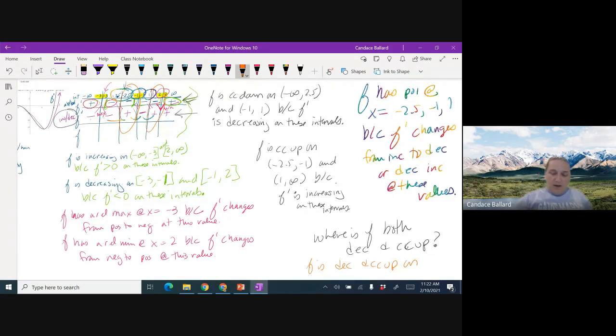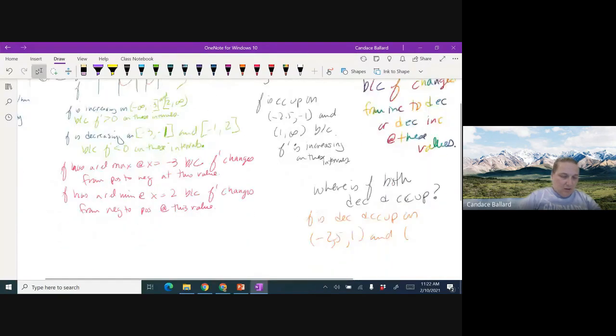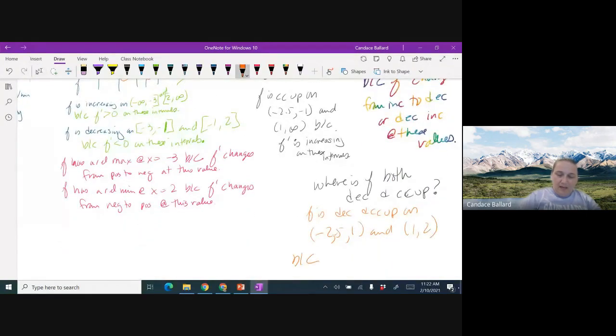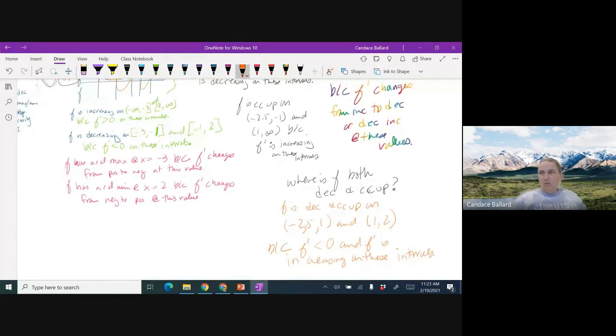All right, f is decreasing and concave up on, and then we want to list -2.5 to 1 and 1 to 2, because f prime, decreasing would be less than 0, and f prime is increasing on these intervals. Oh, I've got to erase. Intervals, period. We good?